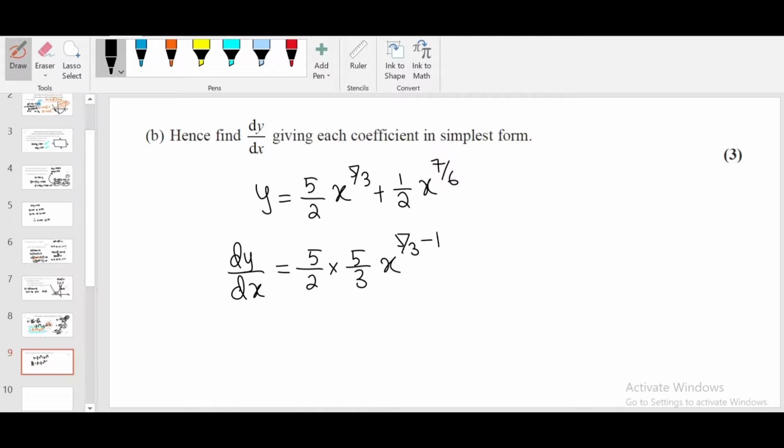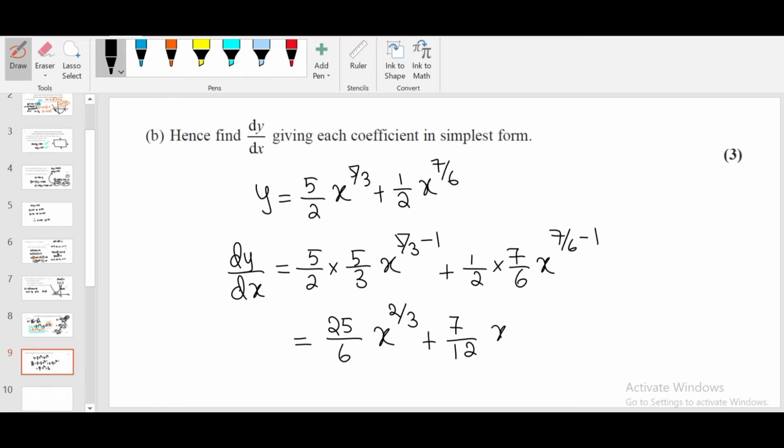That's how we differentiate, right? Then 1/2 times 7/6 x^(7/6 - 1). And then simplify, you'll get 5/3 x^(2/3) plus 7/12 x^(1/6). That's it. You'll be given 3 marks for this.